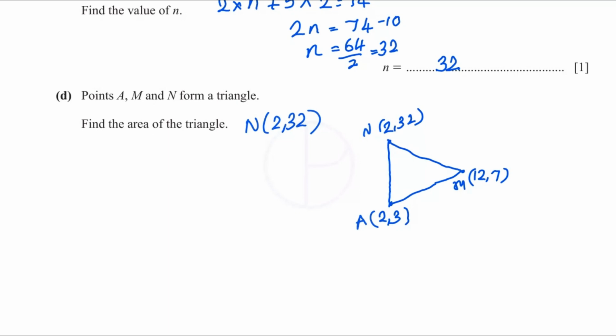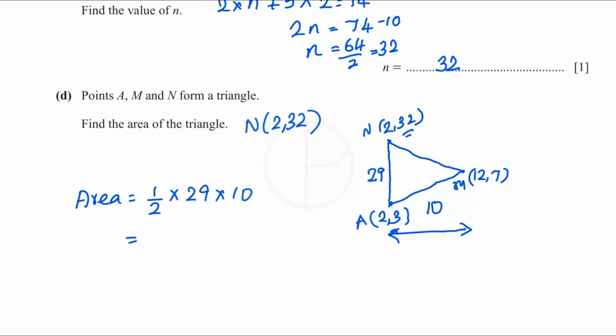Let's find out the base value and the height value. Here the y value is 3 and here it is 32. So the height is 29. And from here to here, the x value is from 2 to 12. So this is 10. So the area of the triangle is half multiplied by 29 multiplied by 10, which is equal to 290 divided by 2, which is 145. So the area of the triangle is 145.